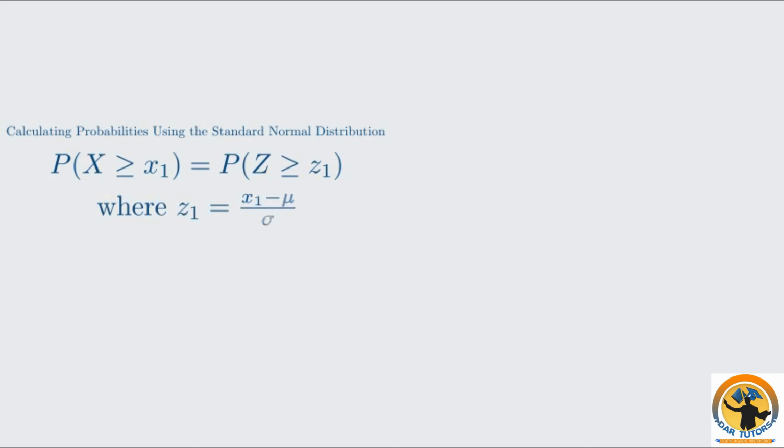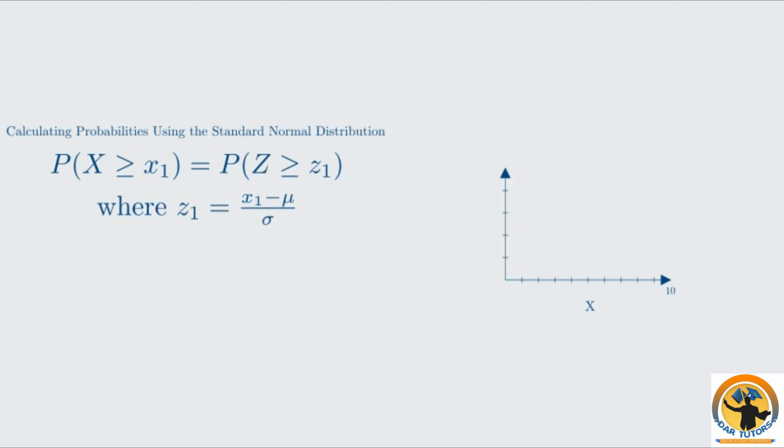The most important property of z-scores is that any probability question about a normal random variable x can be restated as a probability question about the standard normal random variable z. For example, the probability that x is greater than some value x1 is exactly the same as the probability that its corresponding z-score is greater than or equal to z1. Here z1 is simply x1 minus mu divided by sigma.